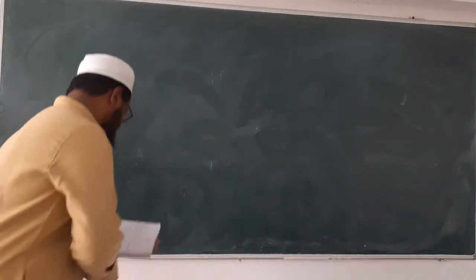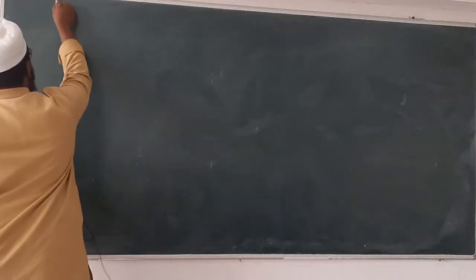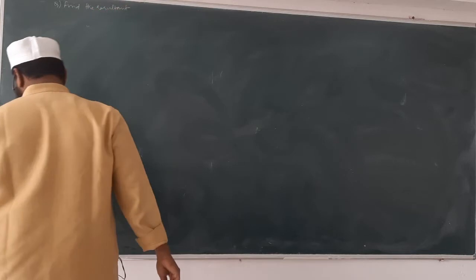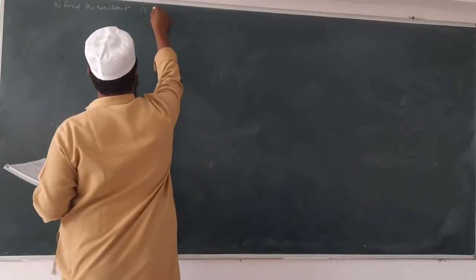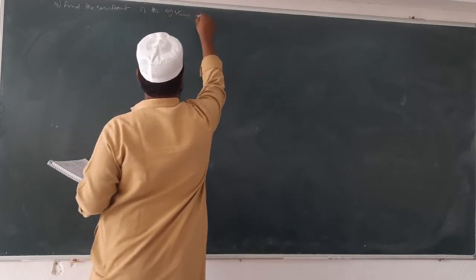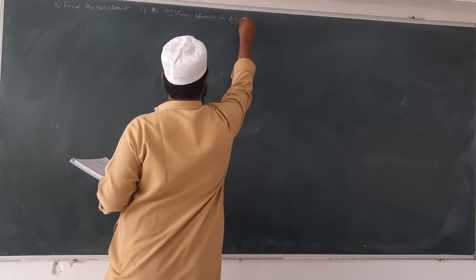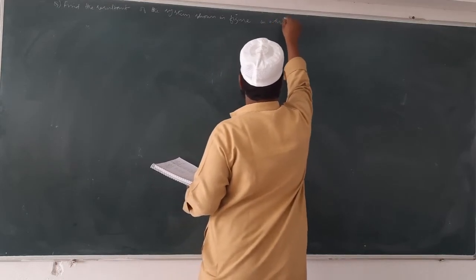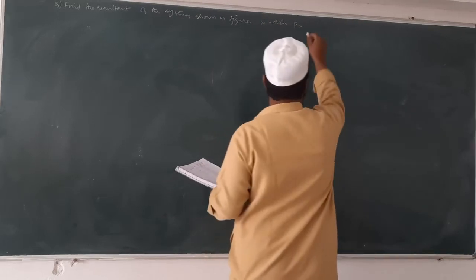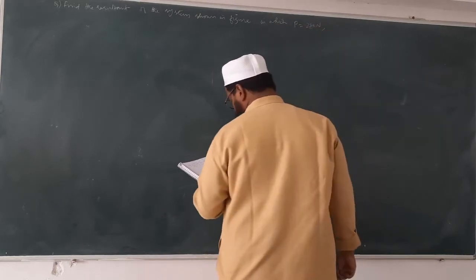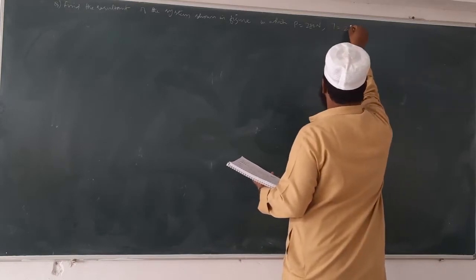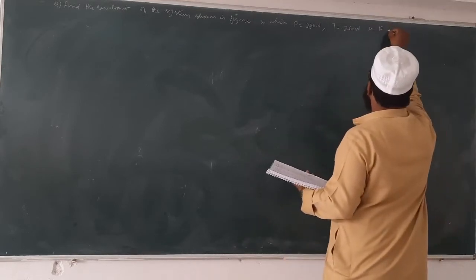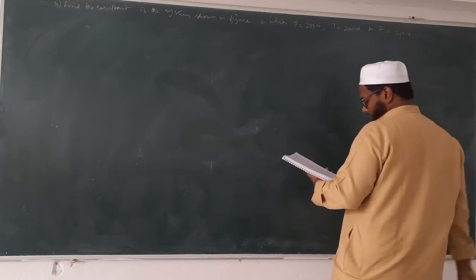Copy down the question. Find the resultant of the system shown in figure in which P is equal to 280 newtons, T is equal to 260 newtons, and F is equal to 210 newtons.